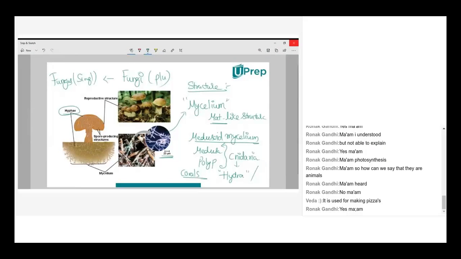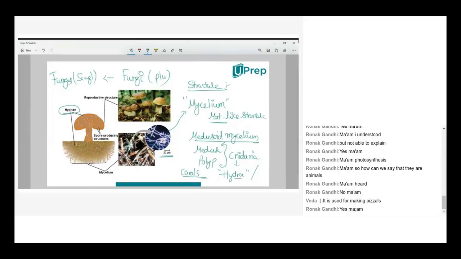Now when you take corals or Hydra, their body exists in different forms. It may be in polyp form or medusa form. These are the body structure names, polyp and medusa. So in Hydra, the medusa form will be in the format of a mat.